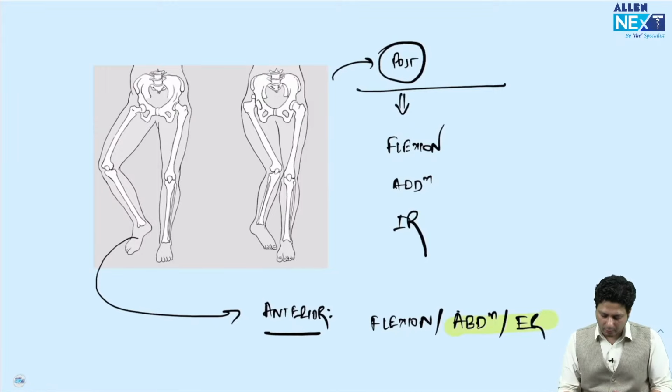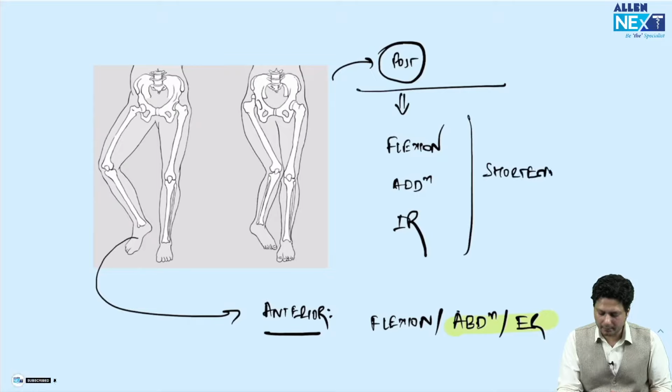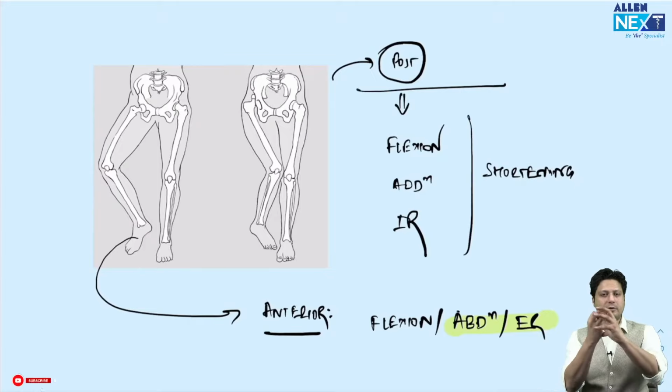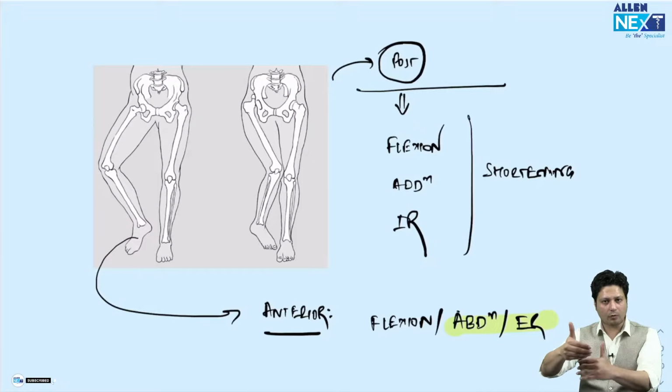One more point of difference is that the posterior dislocation of the hip presents with the shortening of the limb. Shortening because the head of the femur has migrated proximally, so there will be an overall shortening of the limb.